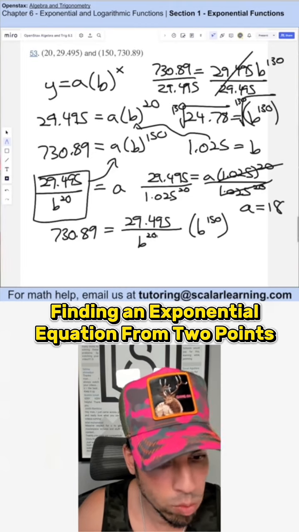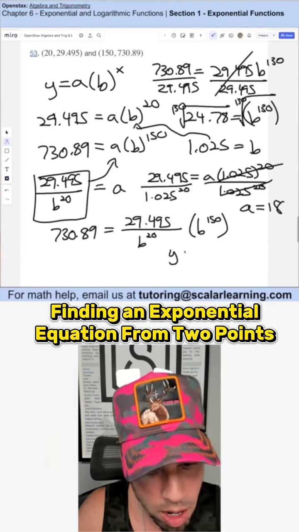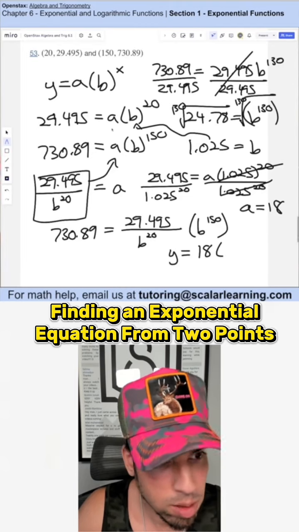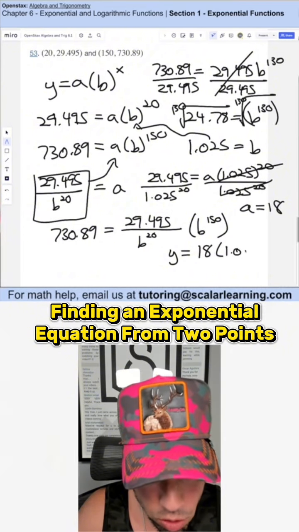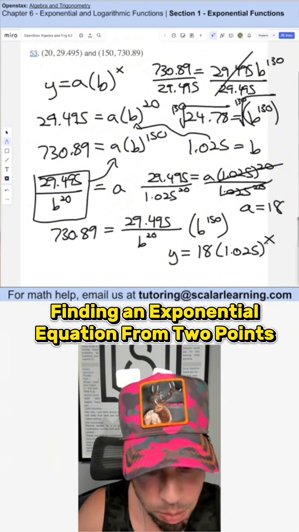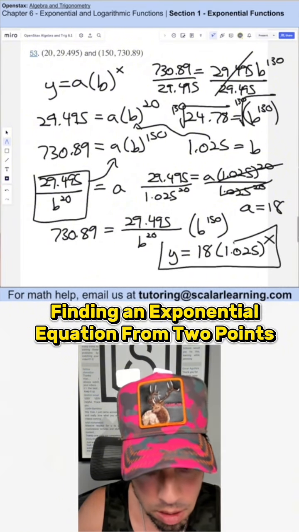So now coming back to our original, if we want to write it out, we'd say y equals 18 times b, which is 1.025 to the x power, and done.